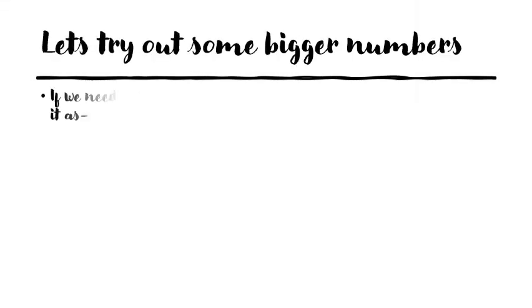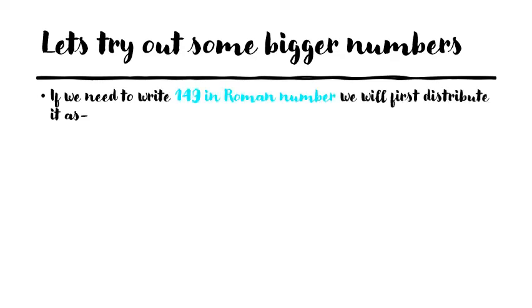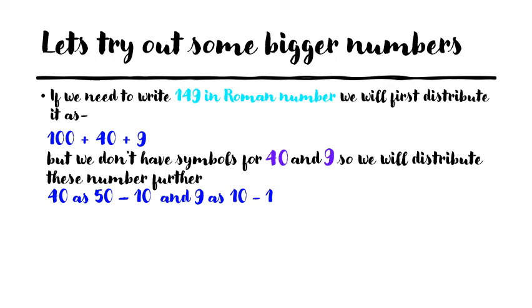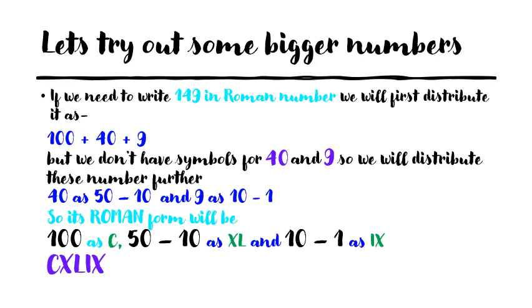Let's try out some bigger numbers. If we need to write 149 in Roman number, we will first distribute it as 100 plus 40 plus 9. But we don't have any symbol for 40 and 9. So we will distribute these numbers further. 40 as 50 minus 10 and 9 as 10 minus 1. So children, the Roman number for 149 will be CXLIX. How? In place of 100, we will write C. In place of 50 minus 10, that is 40, we will write XL. And in place of 9, that is 10 minus 1, we will write IX.